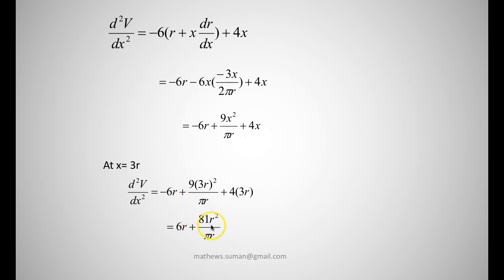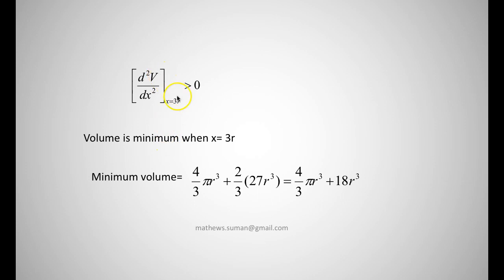Simplifying, you get (6r plus 81 r squared) by pi r. This would be greater than 0 since r cannot be negative. So d2V by dx squared at x equal to 3r is greater than 0. So by the second derivative test, volume is minimum when x equal to 3r.